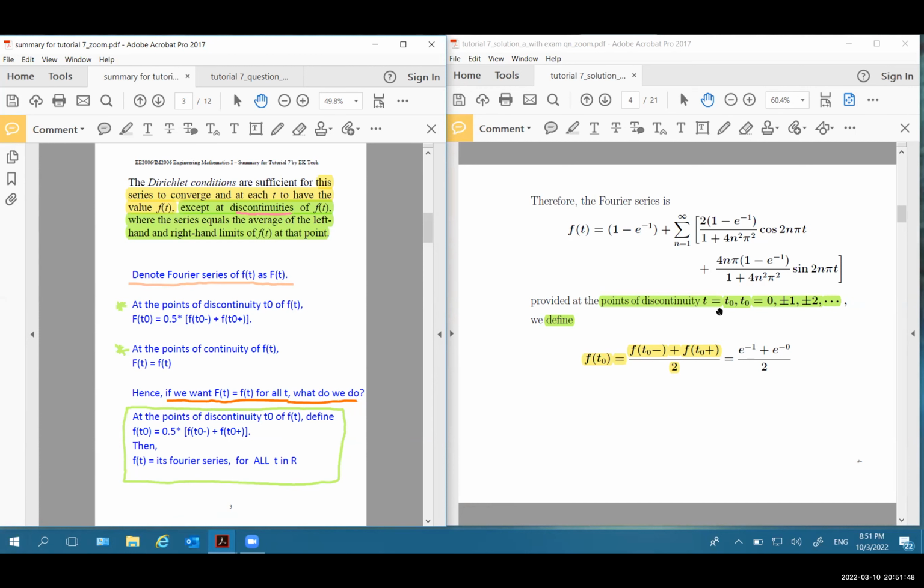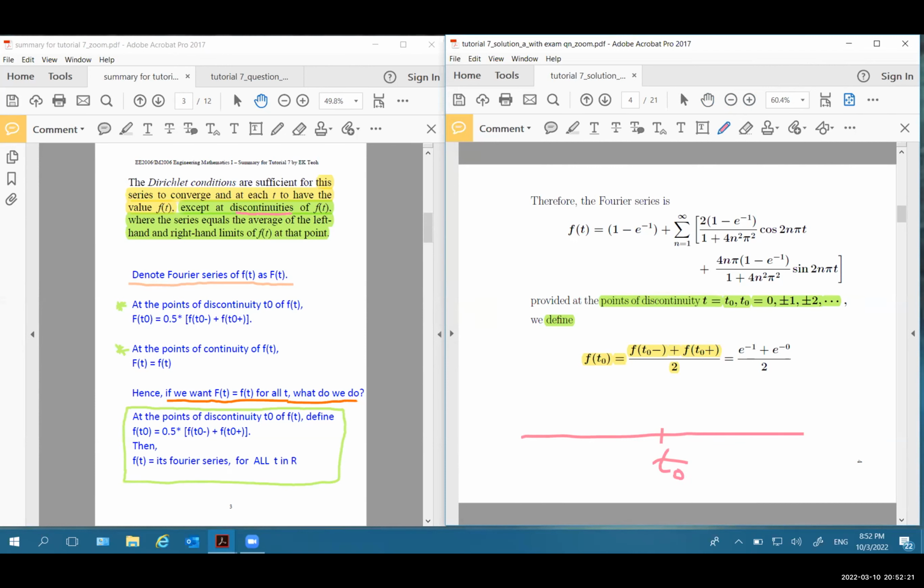So we say at the points of discontinuity, t equal to t0. Our t0 is all the integers. So we define f(t0) to be this. Now, how do we get these two values, f(t0 minus) and f(t0 plus)? Well, let me draw a diagram. Say your t0 is this point, here.